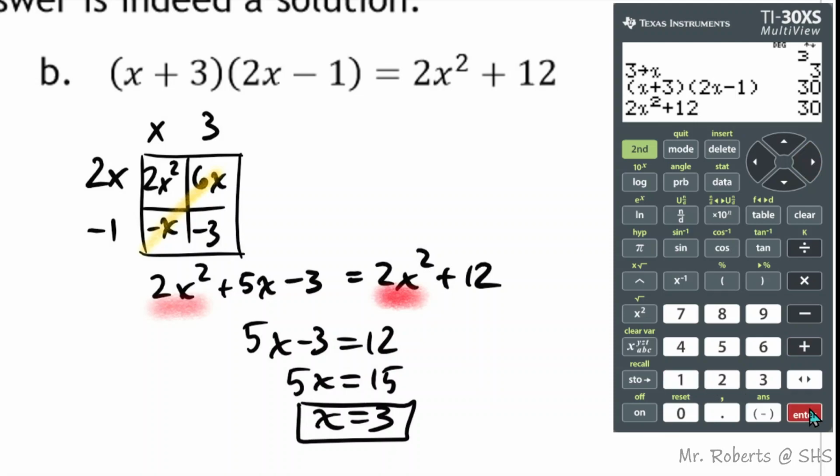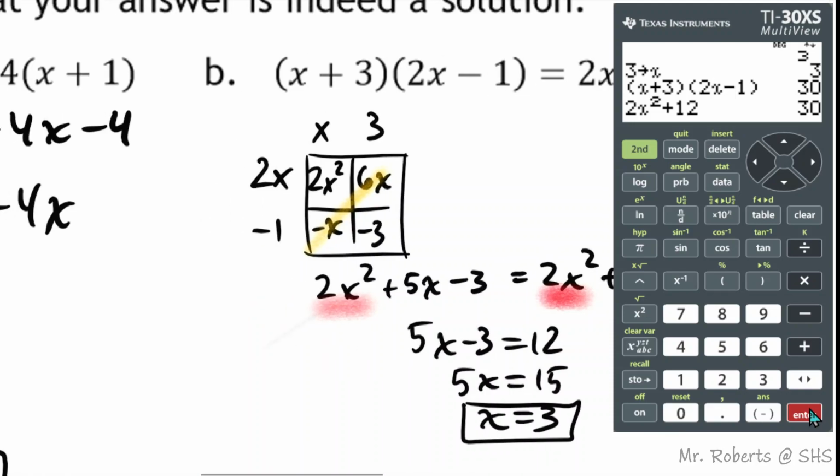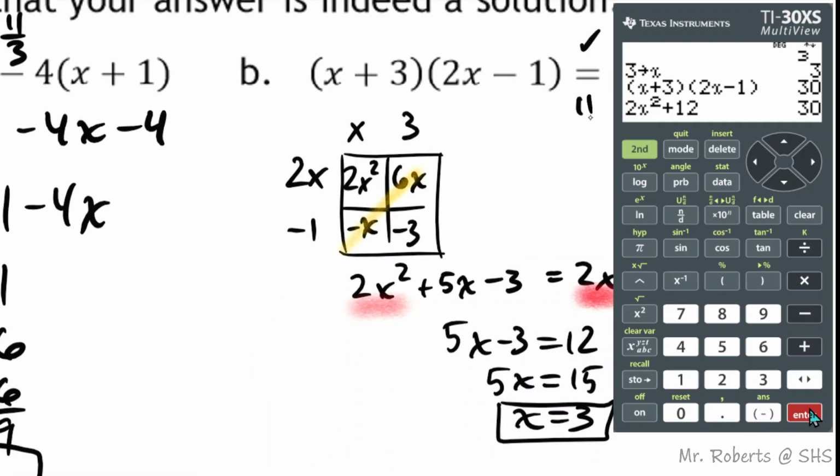So when x is 3, both the left-hand side and the right-hand side become 30. 3 is definitely the solution because it makes both the left and right truly equal. They're the same.